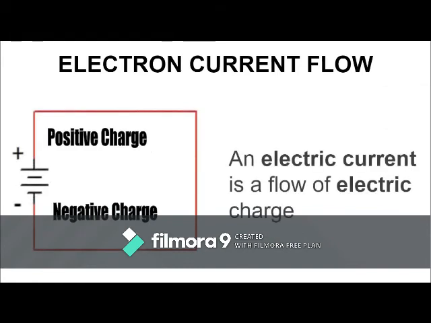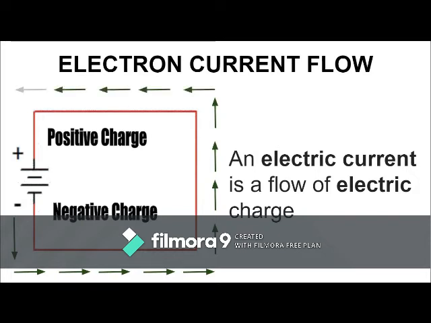So let's put it in a circuit. As we have defined before, an electric current is a flow of electric charge. So in an electric current flow, the movement of your electrons will be from the negative charge terminal to the positively charged terminal. See the arrow, so you'll be able to follow the flow of electron current in this standard.